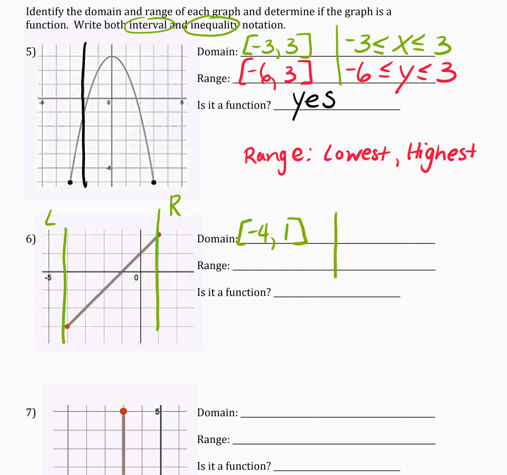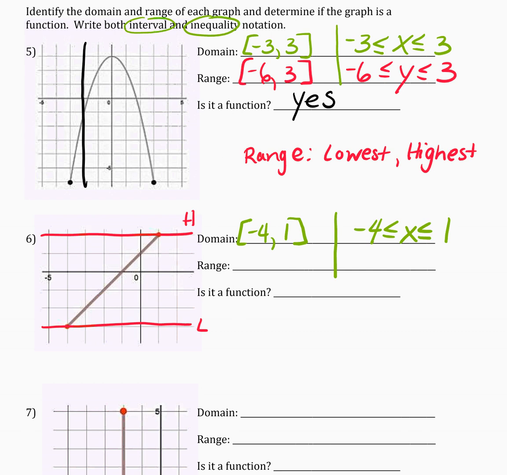So I'm just putting a line down the middle to separate the interval versus the inequality because they're technically two different notations. And then make sure for domain you put x, and when you switch over to range, you want to make sure you put y. So I'll erase these and then mark up my lowest and my highest.